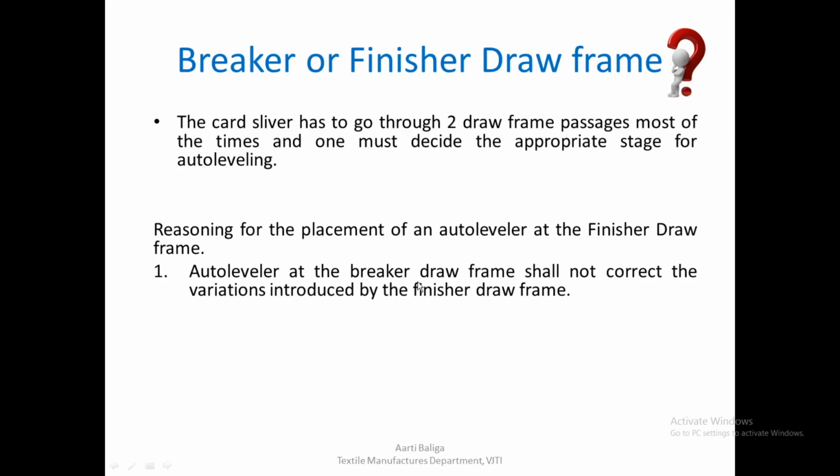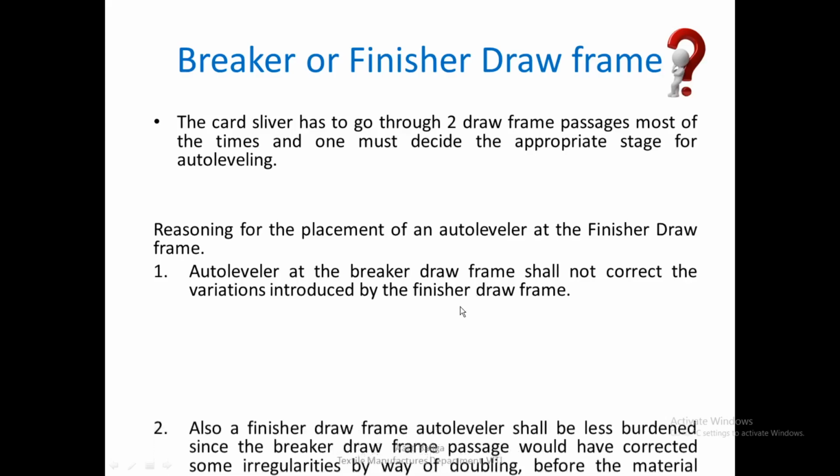Auto leveler at the breaker draw frame shall not correct the variation introduced by the finisher draw frame. Since breaker draw frame comes before in the process line, if at all there are certain periodic variations that are introduced by the finisher draw frame which comes later on, the installation of an auto leveler at breaker would not be able to correct the faults that would arise later on finisher draw frame. So it is better, from this point of view, to install an auto leveler on finisher.